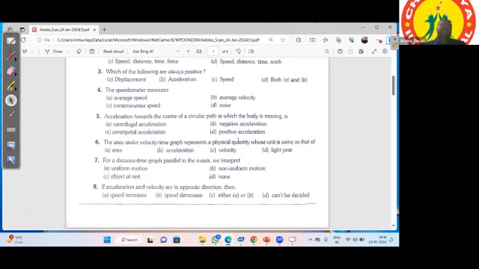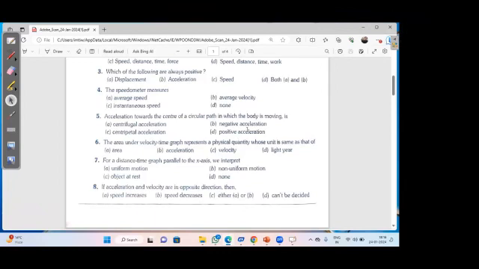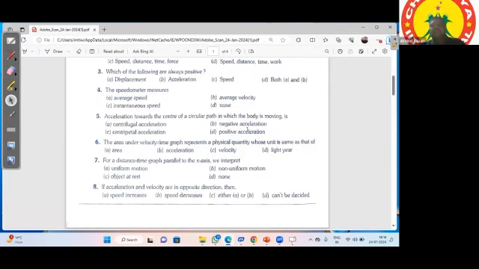Then acceleration towards the center of a circular path in which the body is moving is. So what name is given to the acceleration that acts towards the center of the circular path? Sir, is it option C? Yeah, option C is correct. Centripetal acceleration. Okay, one more question. What is the work done by the centripetal acceleration?